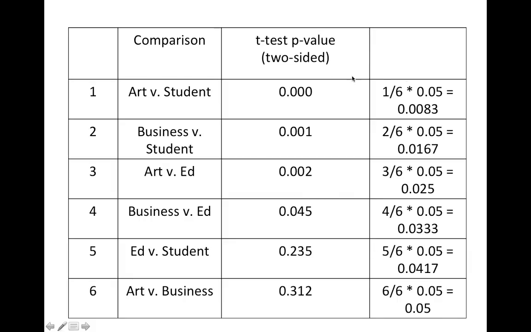So we're going to reject the null hypotheses, say we have a significant difference for the first three, but not for the second three, using the Benjamini-Hochberg method. There's our cutoff.